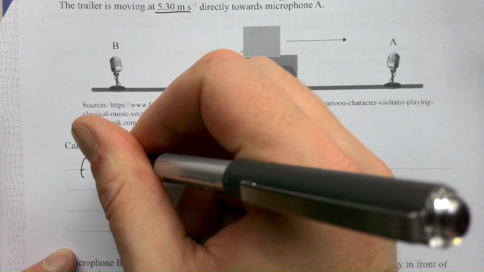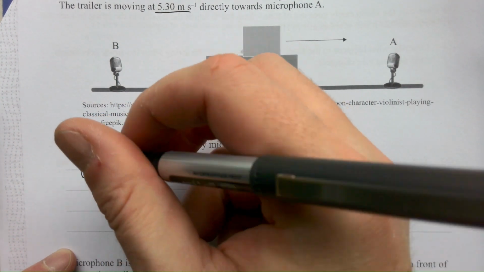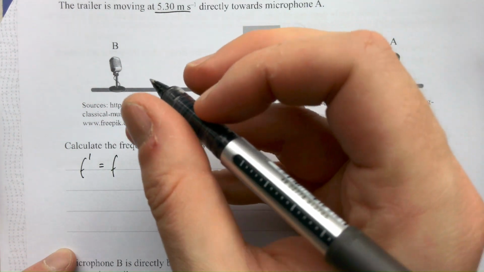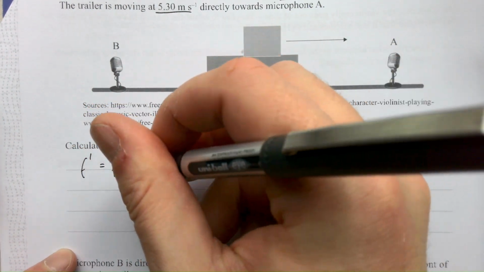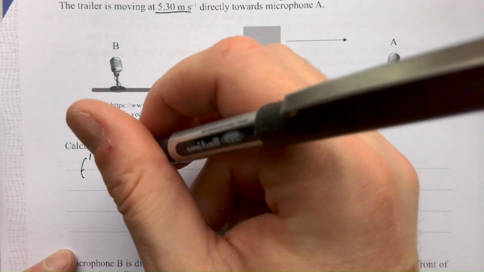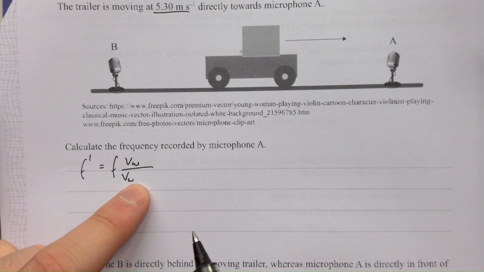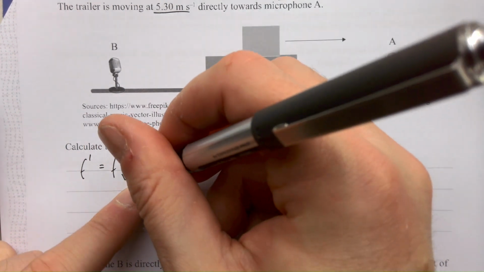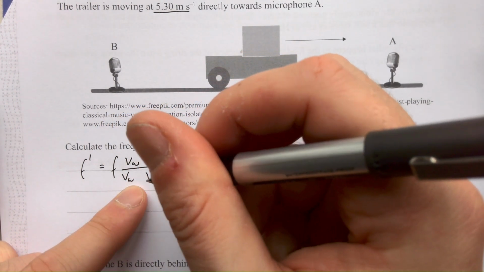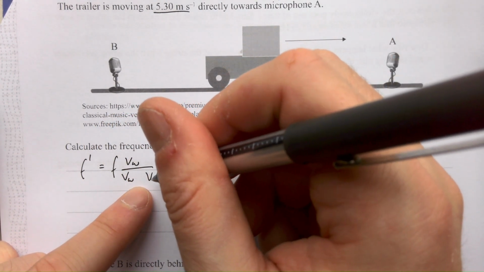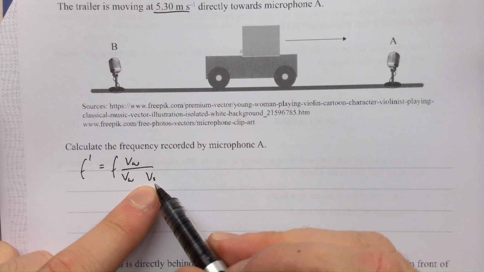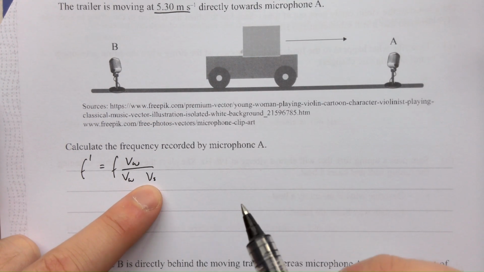F primed is equal to the original frequency of the sound multiplied by the wave velocity divided by wave velocity. Now on your equation sheet here, it says plus or minus the wave speed. Sorry, the speed of the source. Sorry, not the wave speed, the speed of the source. W for wave, S for source.